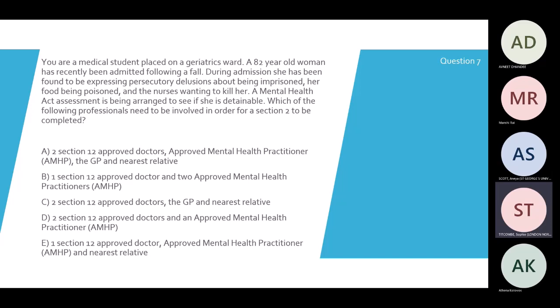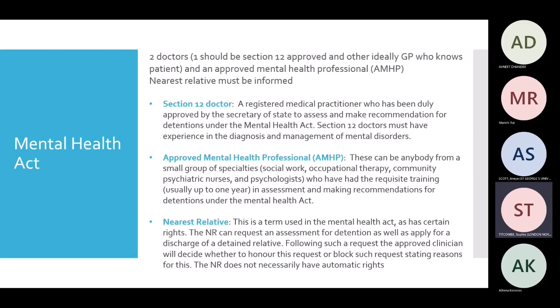So the correct answer to this one was D. So we need to have 2 Section 12 approved doctors and an approved mental health practitioner. So when we talk about Section 12 doctors, these are basically doctors who've received special approval and know what they're talking about, and they are able to see if somebody is detained under the Mental Health Act. When we talk about approved mental health professionals, this encompasses lots of different professions. So it could be a social worker, an OT, a psychiatric nurse, a psychologist, and these people have also had requisite training for them to be able to make these decisions.